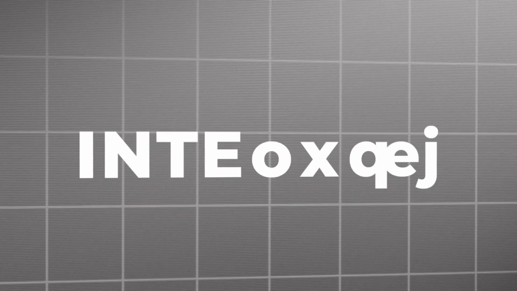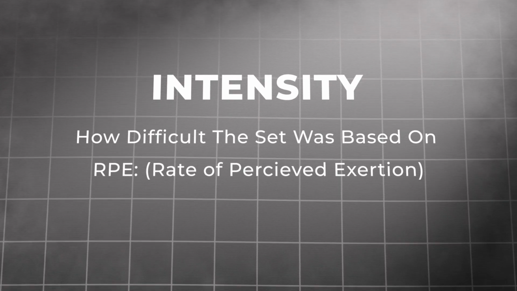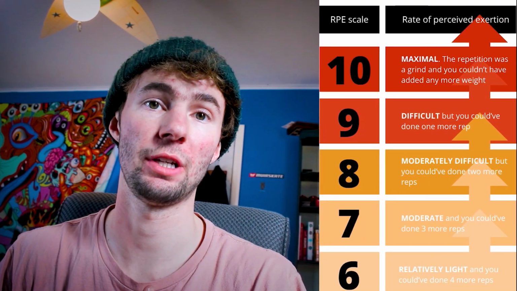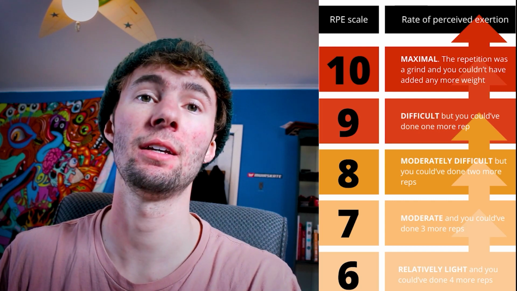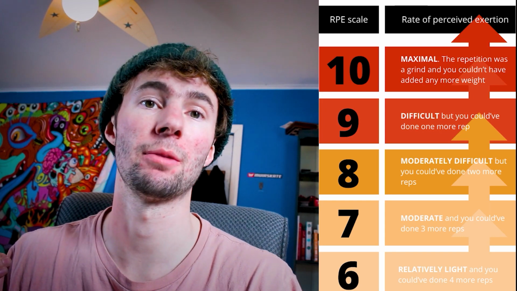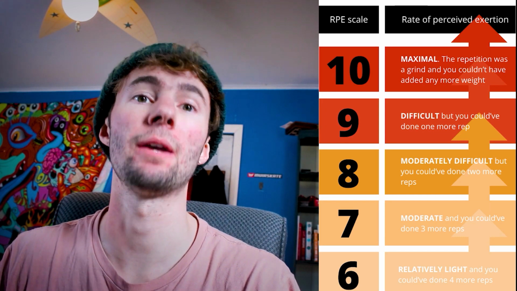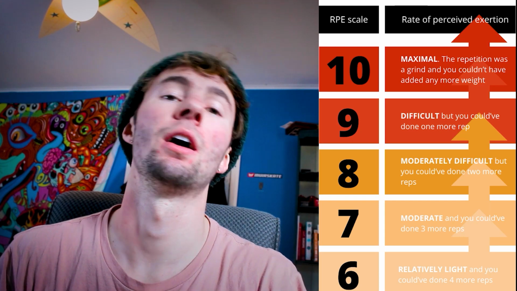Now to decode what I mean by intensity. Intensity is how difficult the set was based on rate of perceived exertion. For those wondering what RPE means, it basically is an imaginary 1 through 10 scale used to rate the difficulty of the set. So 10 is the maximal intensity. You couldn't have done another rep. You couldn't have made the progression harder. You couldn't have added more weight. But the lower numbers, 1 through 4, mean they're very easy, you could have done a lot more reps, a lot more weight.